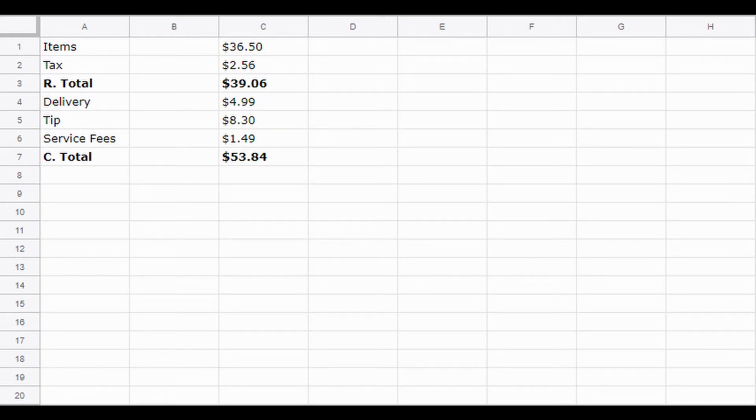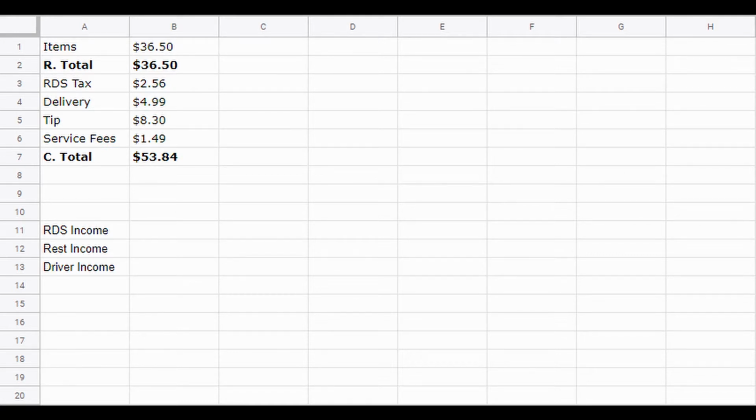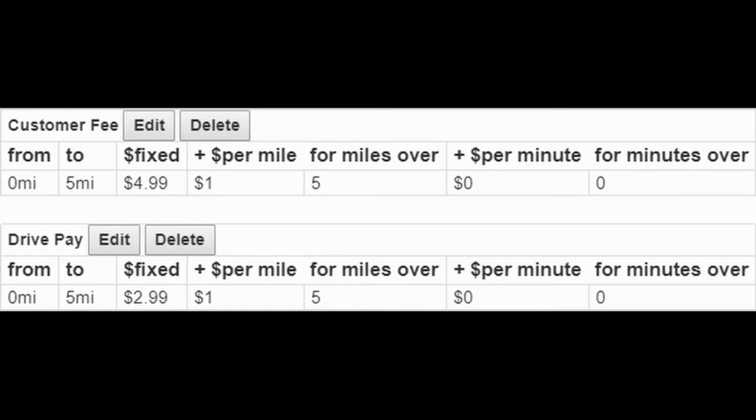Okay, so there are 3 groups of people who are making income off of this order. You have the drivers, you have the restaurant, and you have you as the RDS. And we are going to be breaking this down and calculating each one of theirs individually. And we are going to be starting with the drivers. So calculating the driver's income is actually very straightforward. We are using these 2 distance-based delivery fee schedules, and because the delivery fee is only $4.99, you can see that the driver is going to make $2.99 plus the tip, bringing their income for this order to $11.29.